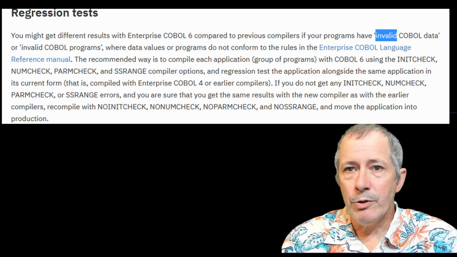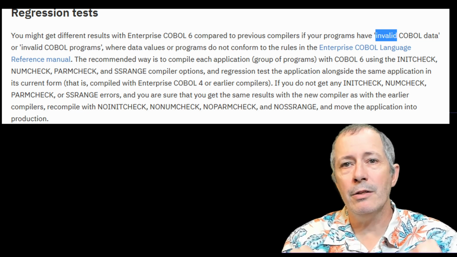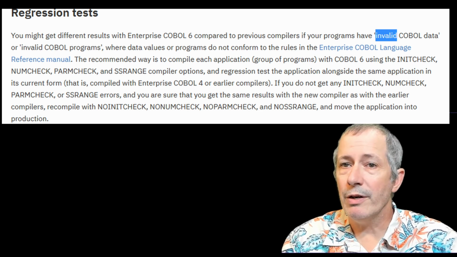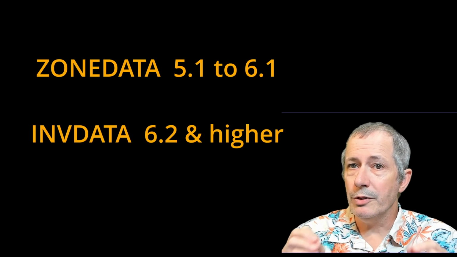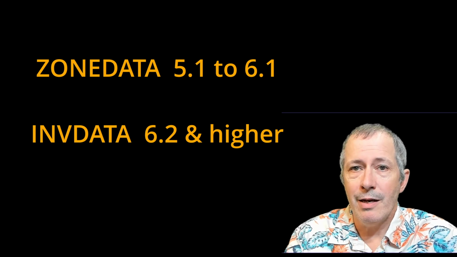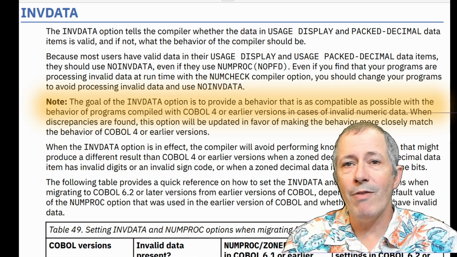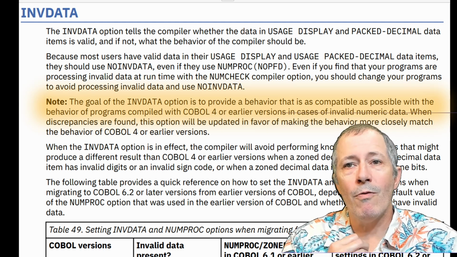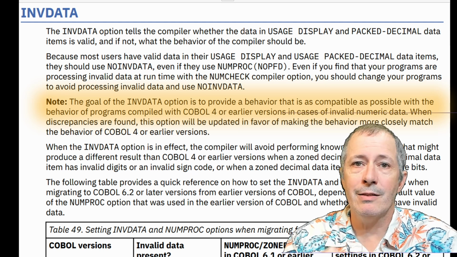IBM warned their customers that the new compiler was likely to generate code that behaved differently than COBOL 4.2 when invalid data was involved. While I was more comfortable with 5.1 and higher compilers generating code that acts differently when invalid data is involved, IBM actually introduced the ZONEDATA and the INVDATA compiler options to make COBOL 5 and 6 compilers behave more like COBOL 4.2 when invalid data is involved.